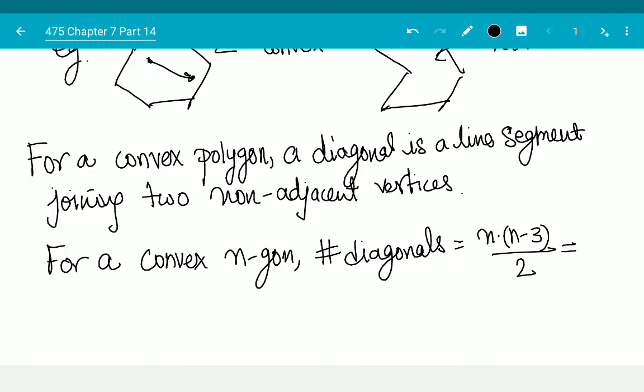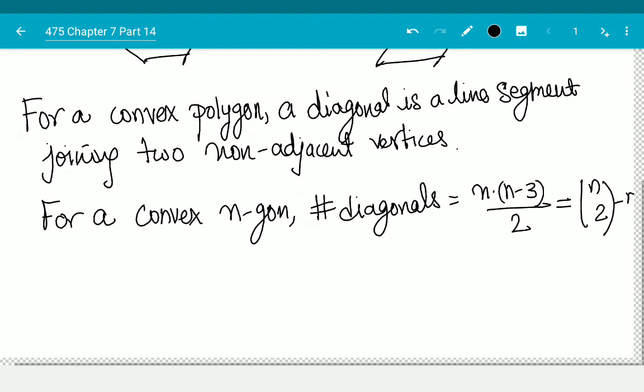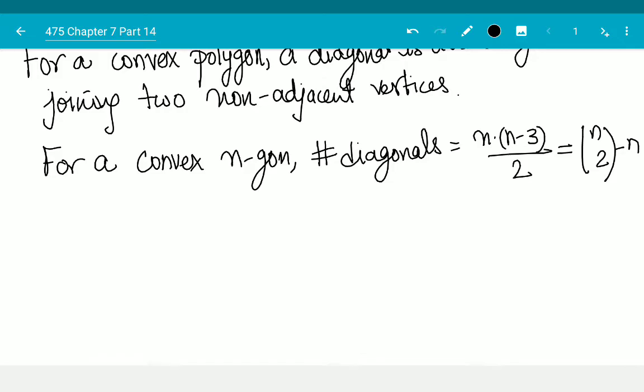Another way to think of it is, how many lines can you draw for n points? Take any two different points, you can connect them by a line. There are n choose 2 lines you can draw. Which of these are not diagonals? If you're connecting two adjacent vertices, in that case it would just be a side. How many sides are there? n. So you have n choose 2 minus n diagonals, which is exactly n times (n minus 3) over 2.